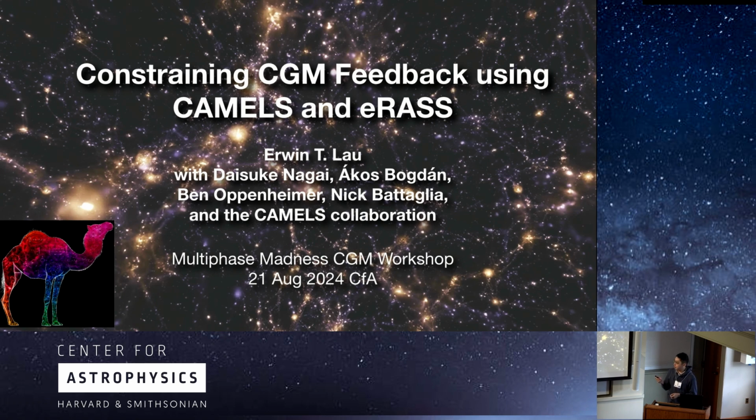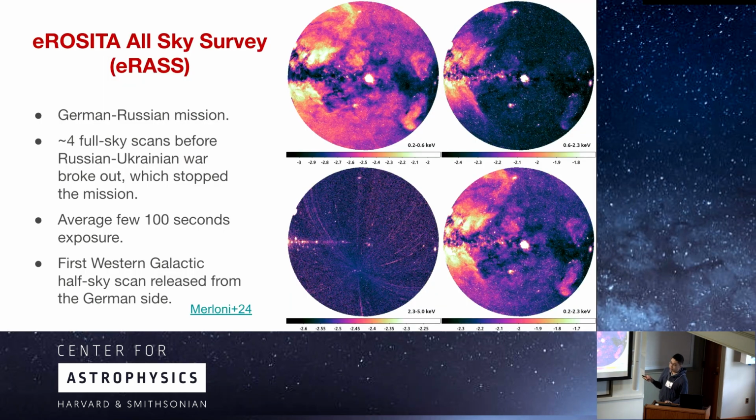I'm going to talk about existing data which give constraints on the feedback physics in cosmological simulations. The data set I'm focusing on is the eROSITA, which is the Extended Roentgen Survey with an Imaging Telescope Array, the eROSITA All-Sky Survey, as you all know. It's just a brief recap.